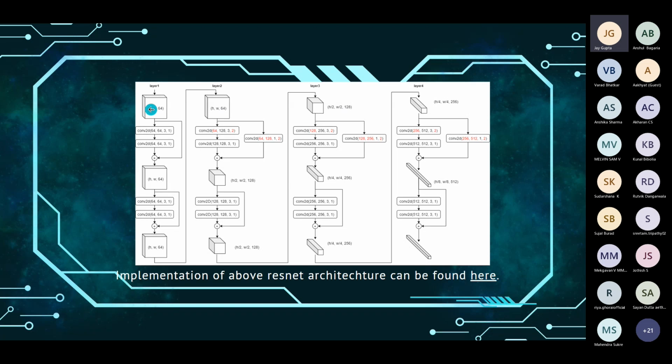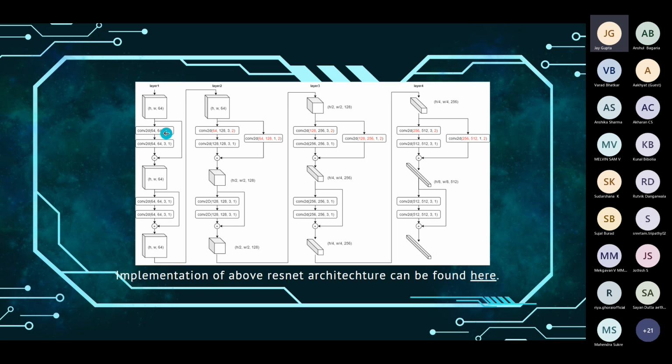So what we are doing, we are first applying a 7x7 convolution with a stride of 2 and a padding of 3. The number of input channels will be 3 and the output channels will be 64. So we will get 64 channels, and the height will be h and the width will be w.